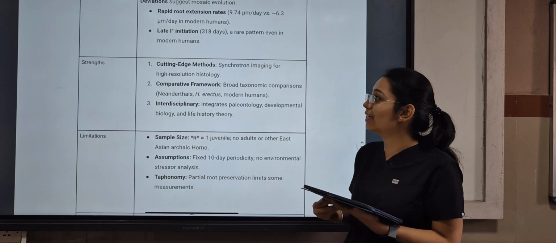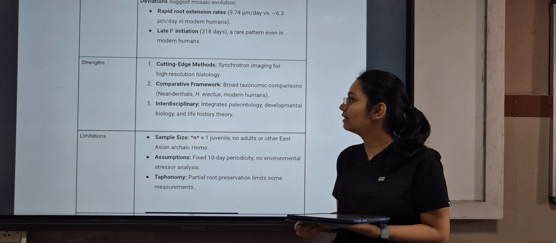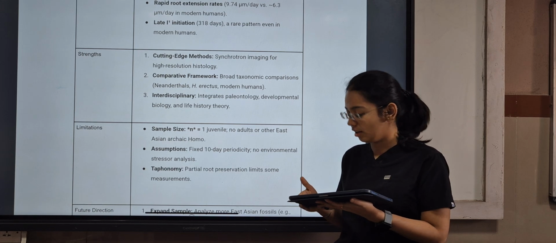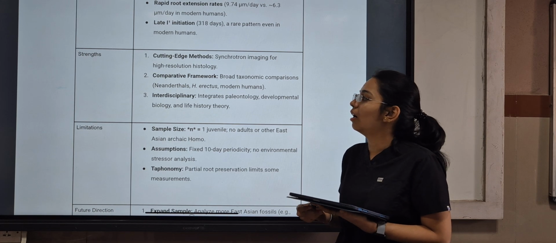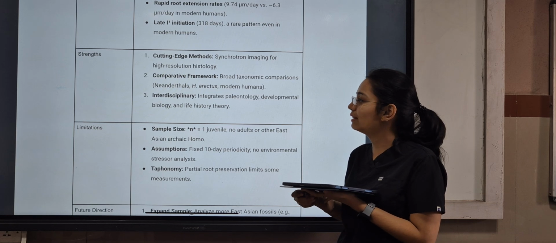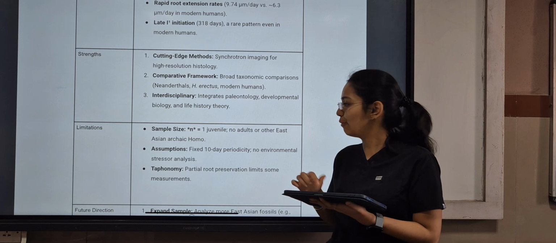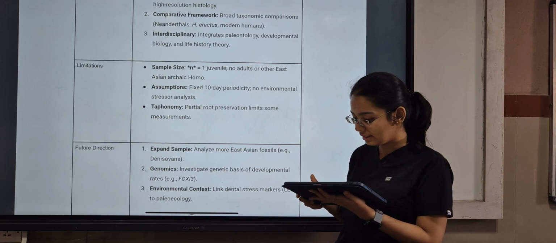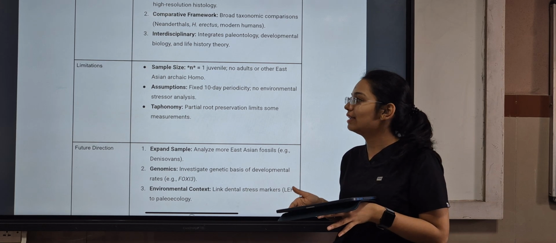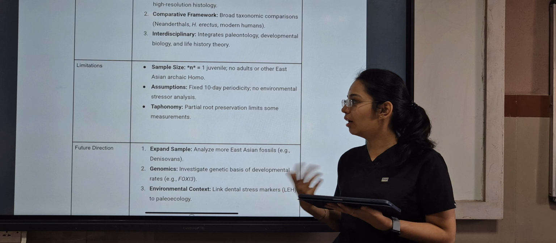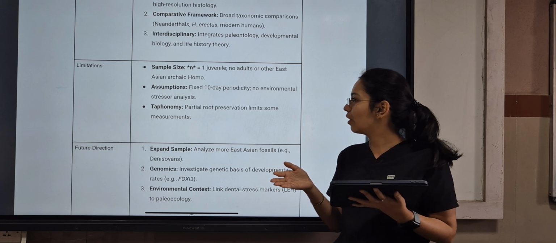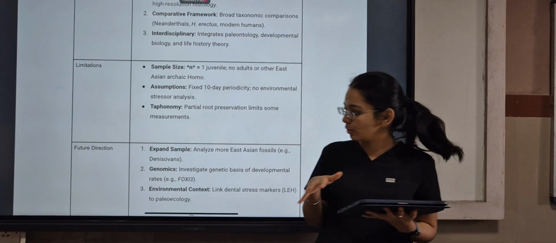So the strength of the study is that they used cutting edge methods like synchrotron imaging for high resolution histology, and a comparative framework with broad taxonomic comparisons among Neanderthals, Homo erectus and modern human populations. Another strength was that it integrated paleontology, developmental biology and life history theory. The limitation was that the sample size was just one juvenile sample. No adults or other East Asian archaic Homo samples were included. The assumption was that it was fixed to a 10-day periodicity, and no environmental stresses were analyzed.